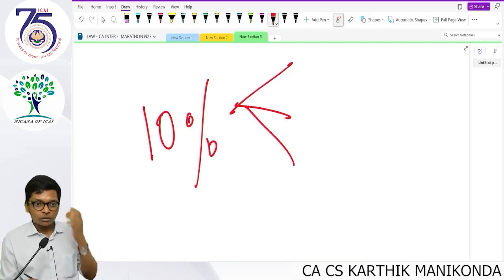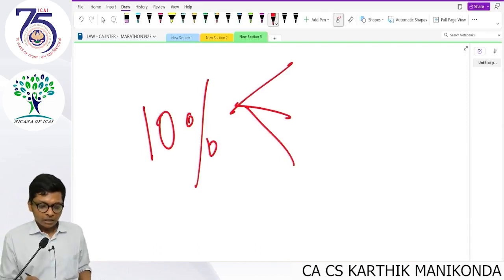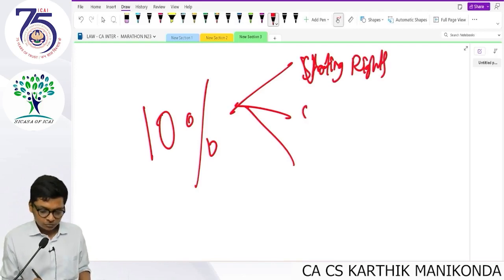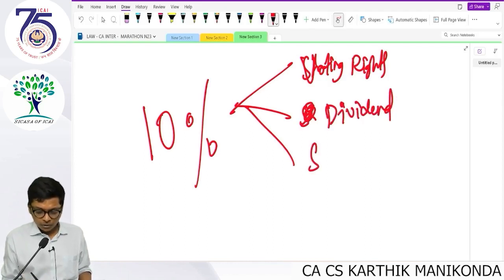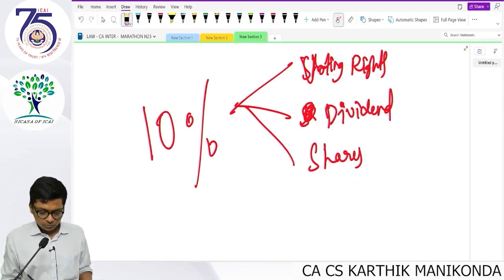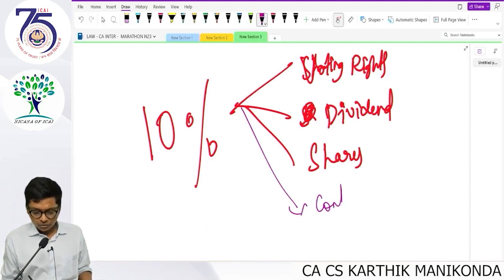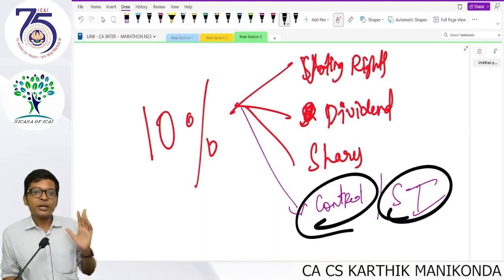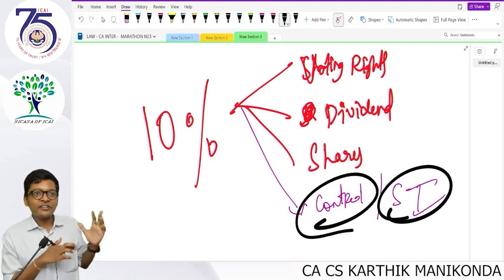10%, read it properly, read down, strike that 10%, 10% of voting rights or 10% of dividend, 10% of shares, or if you have control. What is control? Same like holding subsidiary definition, significant influence 20%. But the same definition comes here.